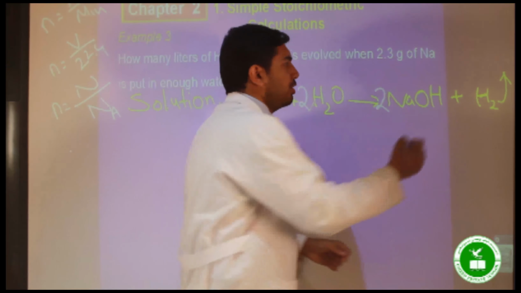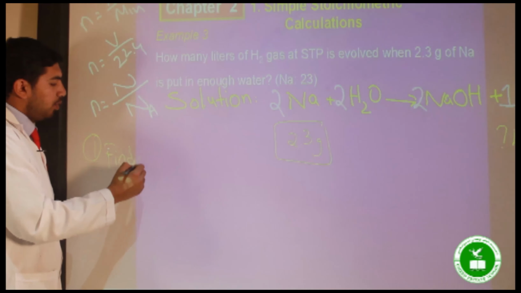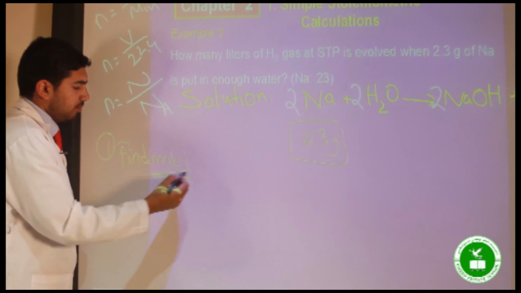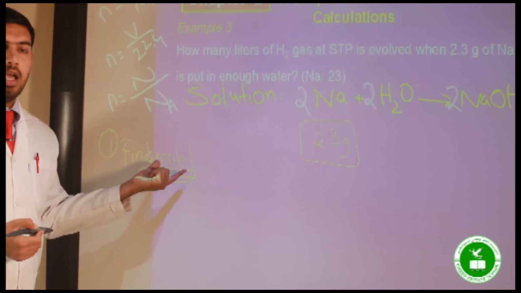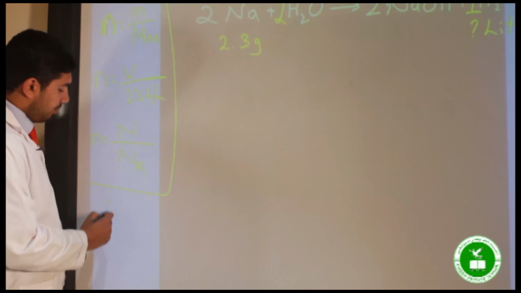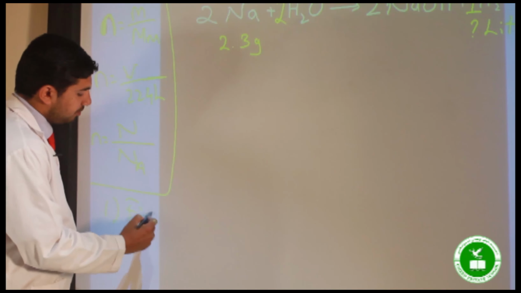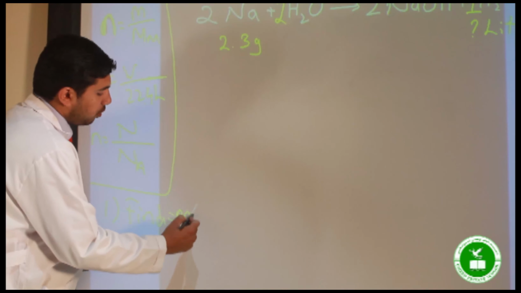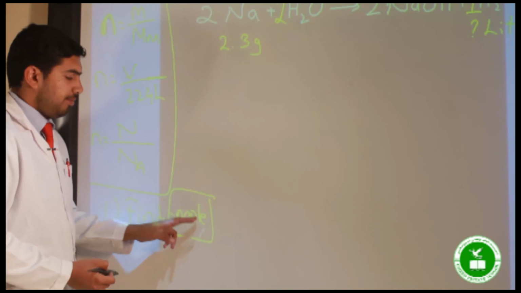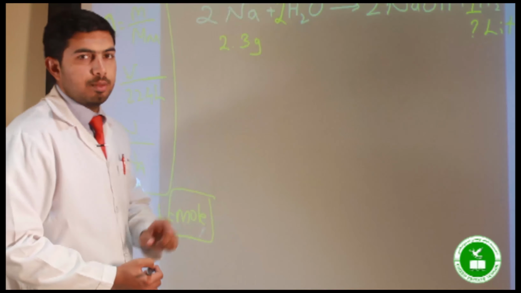We should not forget our 3 formulas. Okay, first we will find mole. I have underlined mole 4 times because it's very important. Good. First we will find mole. If we find the mole, we can have cross product.